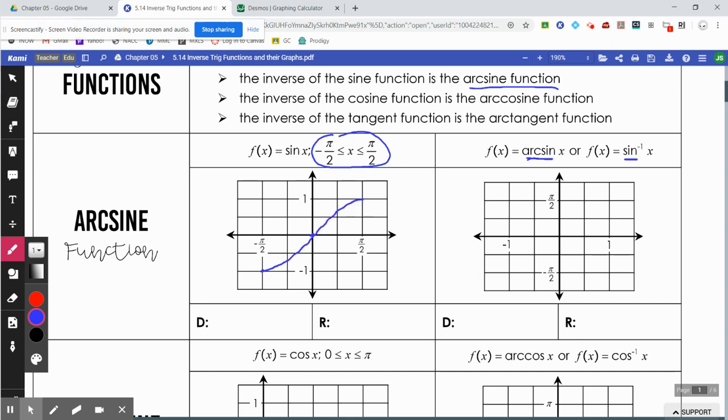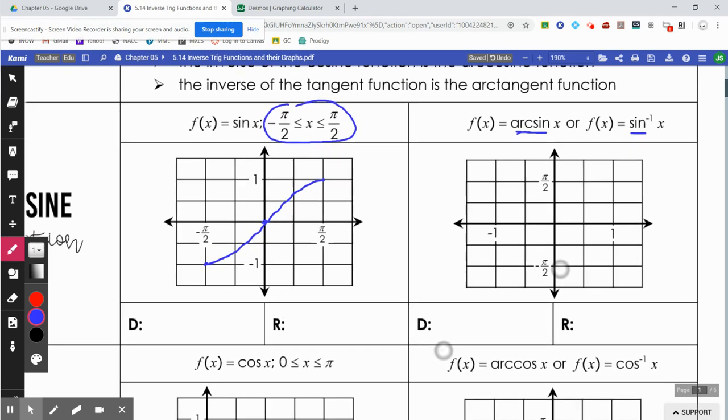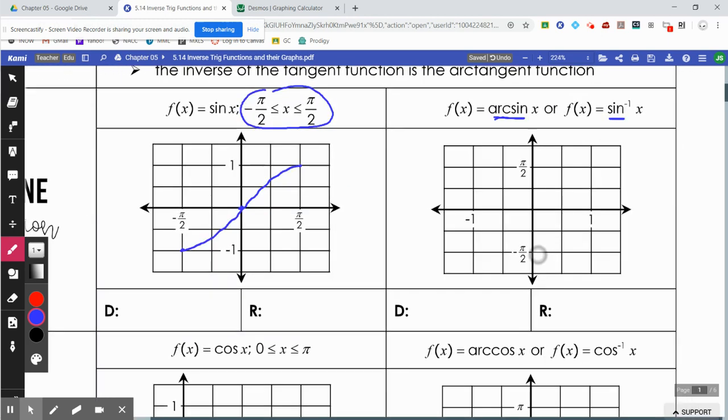And now it is invertible. It passes the horizontal line test and it passes the vertical line test. So now if we were to invert that, if we were to graph y equals the inverse sine, or the arc sine, and we restrict our domain, then we're okay. So let's go ahead and put our domain here. Our domain for sine, we're going to restrict it from negative pi over 2 to positive pi over 2. Our range there would be now negative 1 up to positive 1.